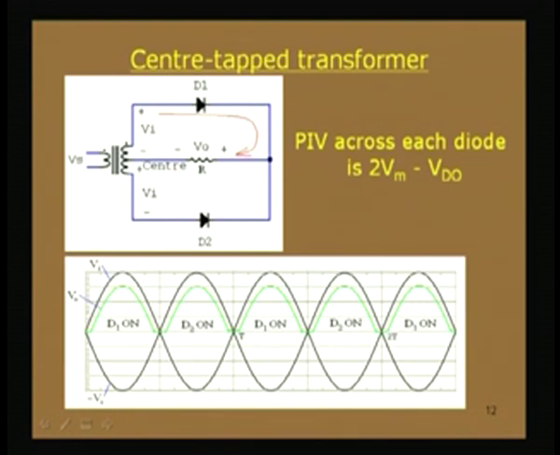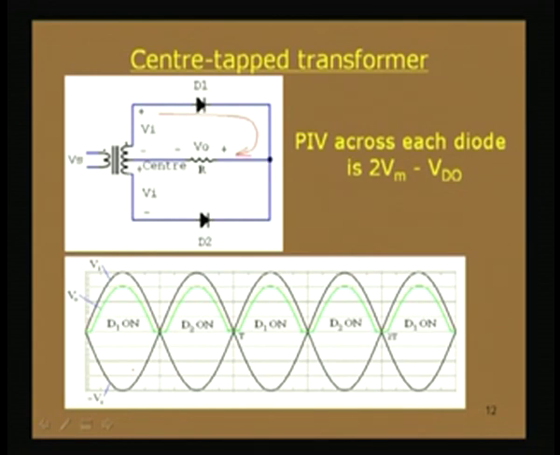So, input voltage is Vi and the output voltage obtained across the resistance will be pulsating DC, as we are getting here. For each half cycle you will be getting the voltage across this resistance, and what will be the peak inverse voltage across each diode in this case?